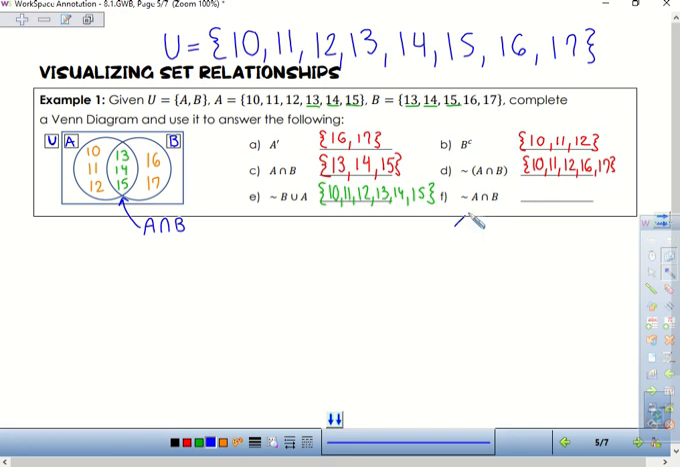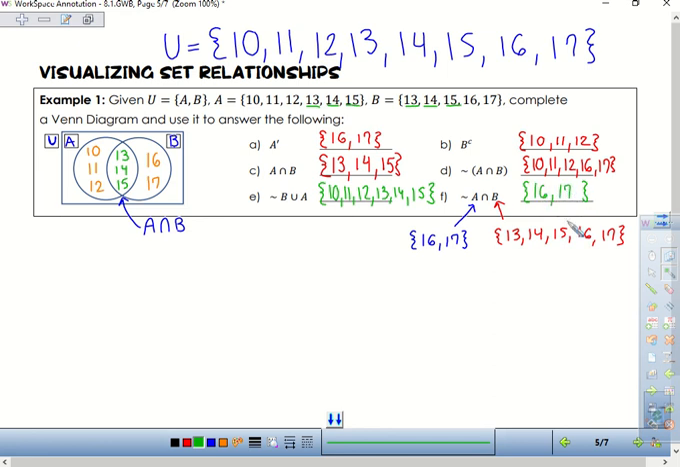Now we're going to find what A does not have. What does A not have? 16, 17. Good. A does not have 16 and 17. We're going to take the intersection of that and what B does have, which is 13, 14, 15, 16, and 17. So intersection means what they have in common. What numbers do these two sets have in common? 16, 17. Good, 16 and 17.